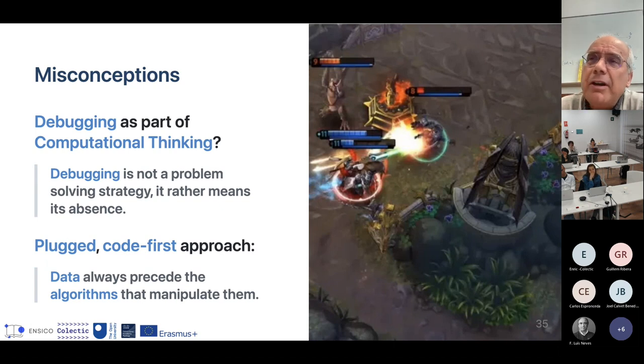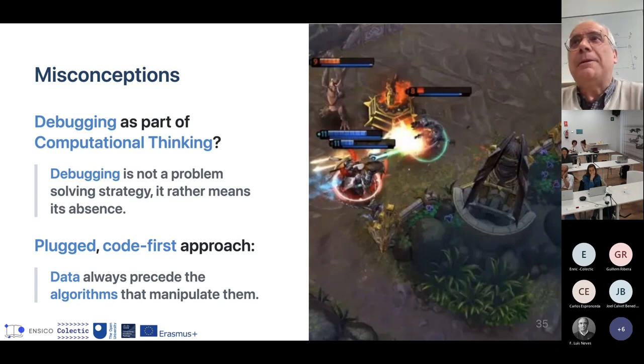The other is, and here I'm referring to something a little bit specific, because in Portugal there is a movement to introduce computing in schools, and in the programming principles, I was appalled to see that they have written in the recommendations for schools that students should understand to practice debugging, like the software engineers debug their programs. This is completely wrong. As a programmer and a software engineer, I'm ashamed of debugging. Debugging only tells us that our technology is immature. So it's not a problem-solving strategy. It rather means its absence. Please don't think in these terms.